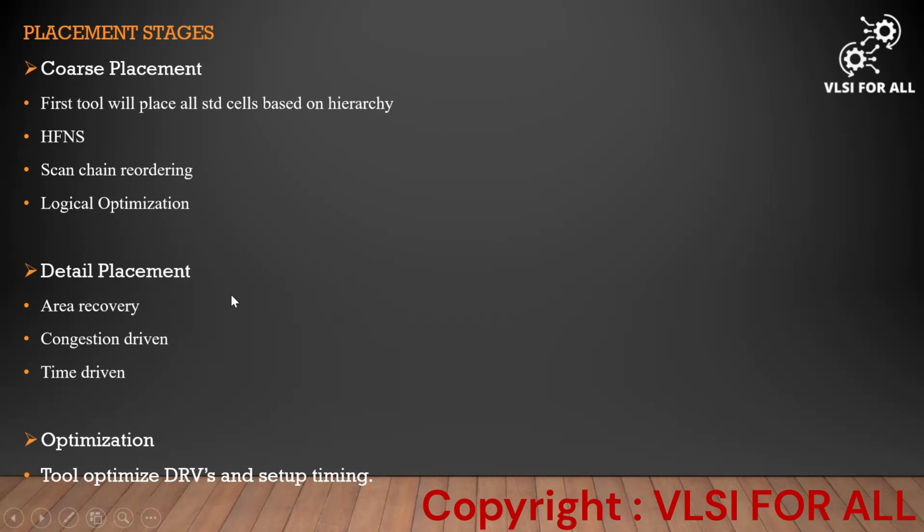In this stage, it is again done in 3 steps: area, congestion, and timing. Here, detailed placement means the tool takes the standard cells which were placed and assigns them to the site rows, according to the core area and whatever site rows we have been provided. So they will be aligned legally in this stage.